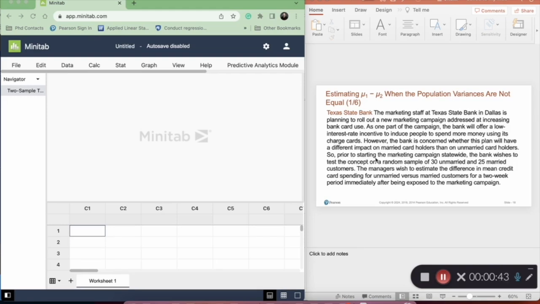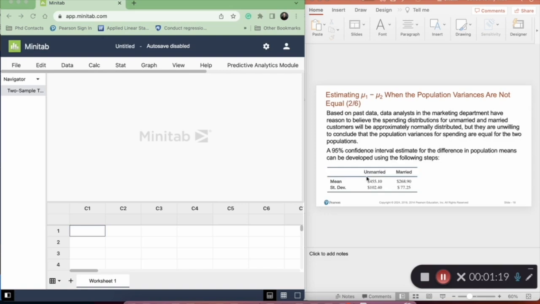So prior to starting the marketing campaign statewide, the bank wishes to test the concept on a random sample of 30 unmerit and 25 merit. The managers wish to estimate the difference in mean credit card spending. So this is the goal, to estimate the difference in mean credit card spending for unmerit versus the merit customers for a 2-week period immediately after being exposed to the marketing campaign, right?